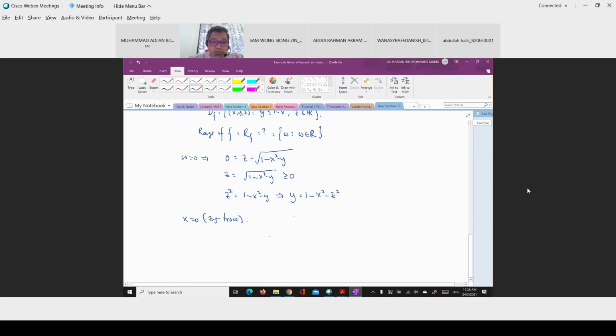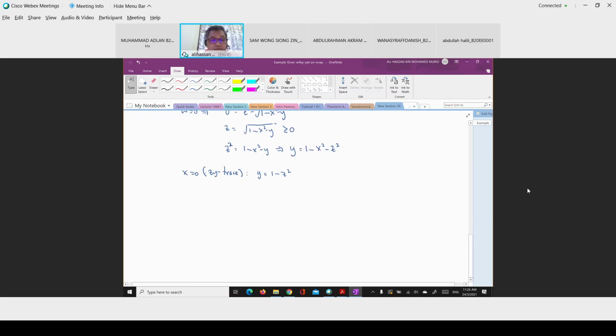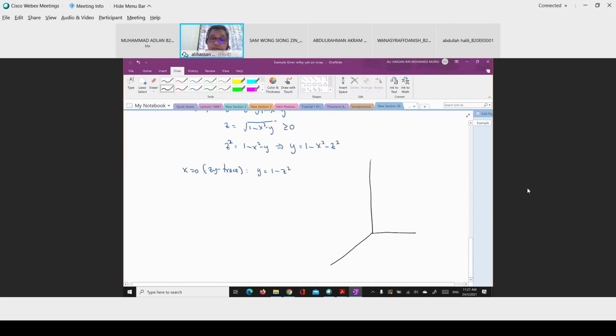So when x is 0, z squared. So on a zy plane, it is parabolic, right? This is a parabolic equation here. So on a zy plane, it is a parabolic equation. When z is 0, y equal to 1.